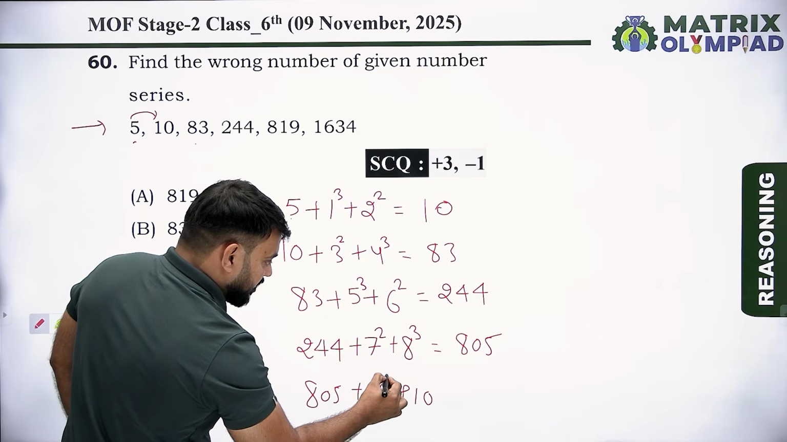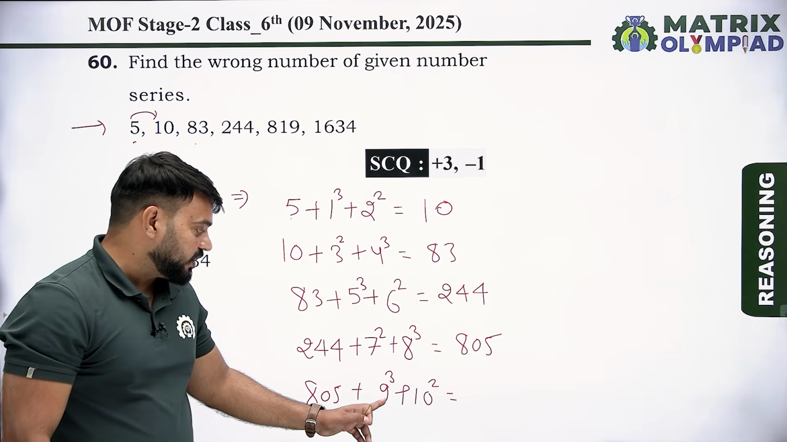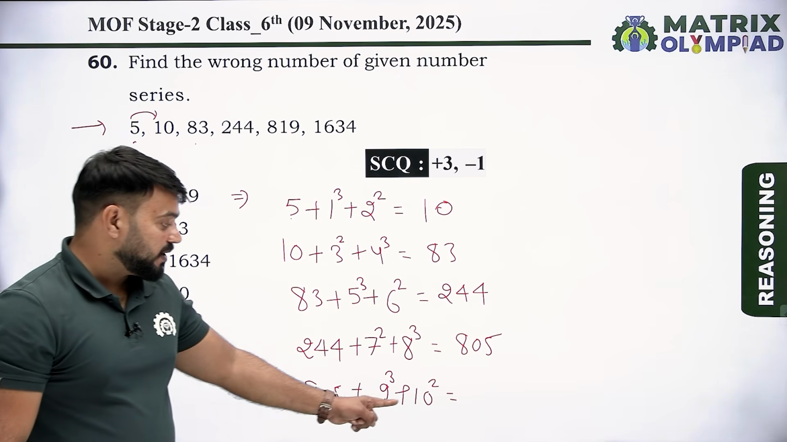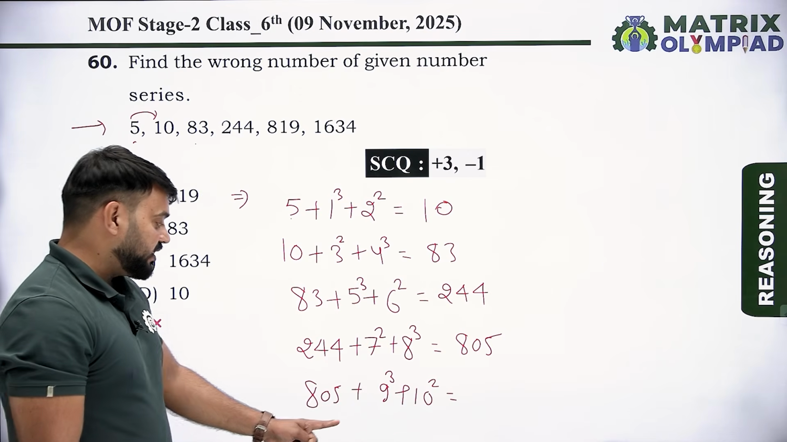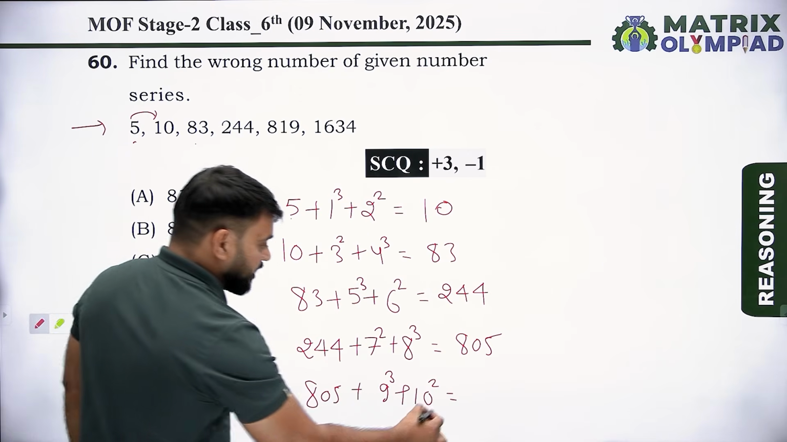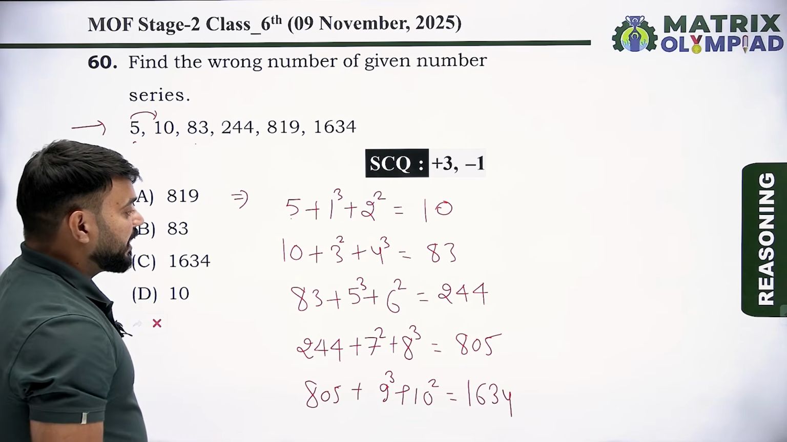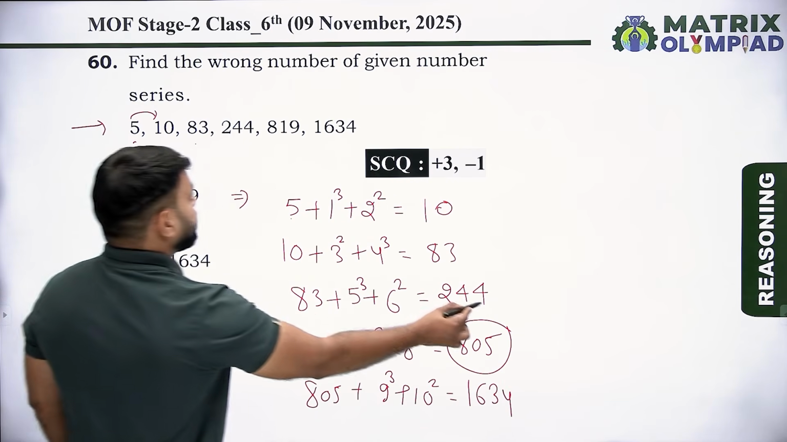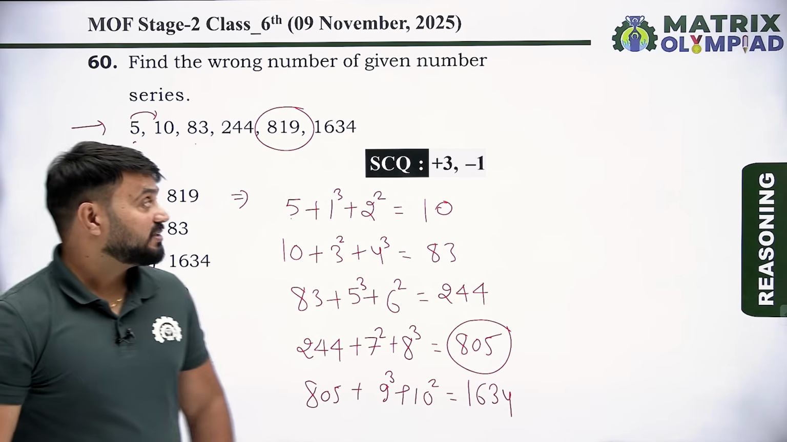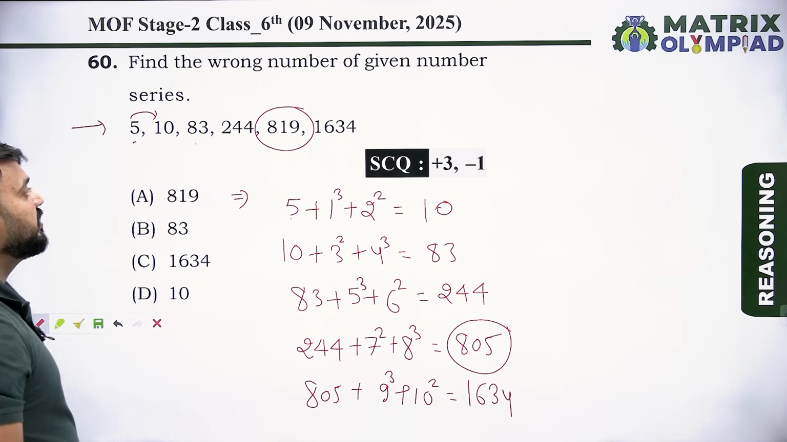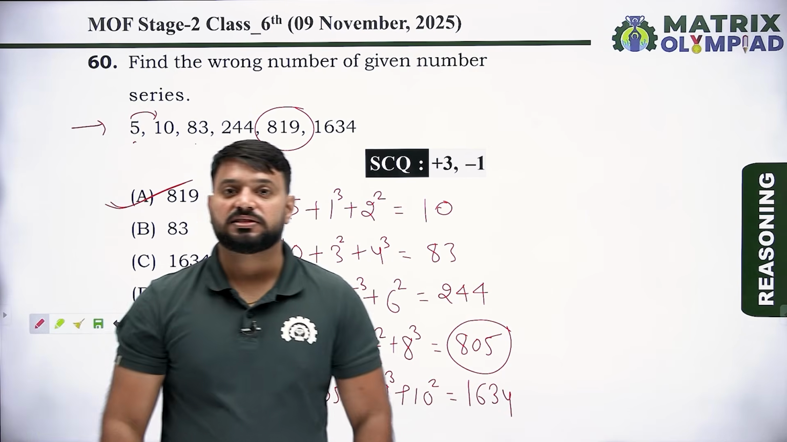9 means 9 cube and 10 square. So 805 plus 9 cube, it means 729 plus 100. So 729 plus 100 means 829, plus 805, it means 1634. So here the wrong number is 805, because 819 is the wrong number of the given number series. So here option A is the correct answer.